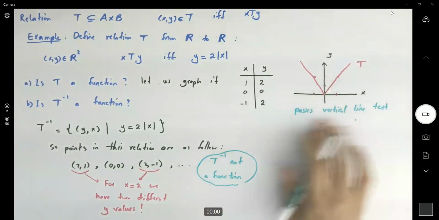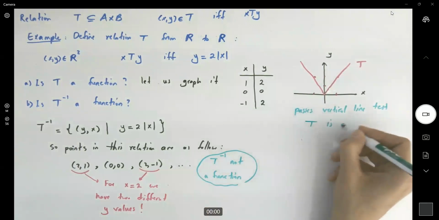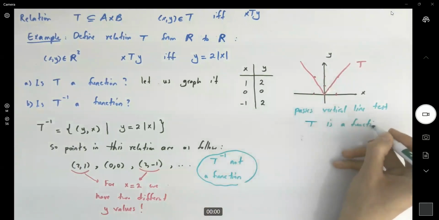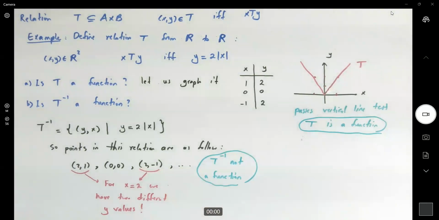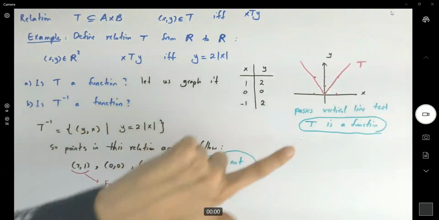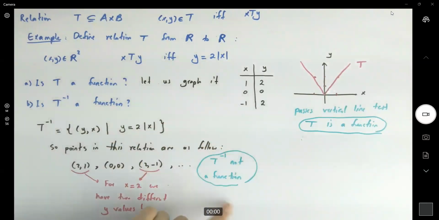T is a function, but its inverse is not a function. So if a relation is a function, it doesn't necessarily mean that the inverse of that relation represents a function. We need to analyze each one of them separately.